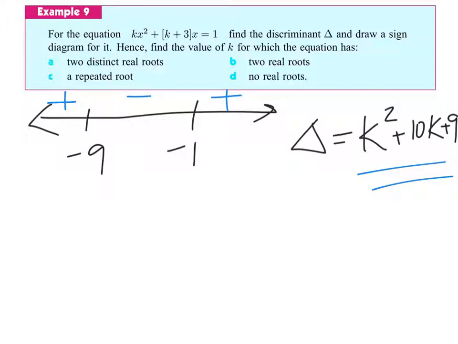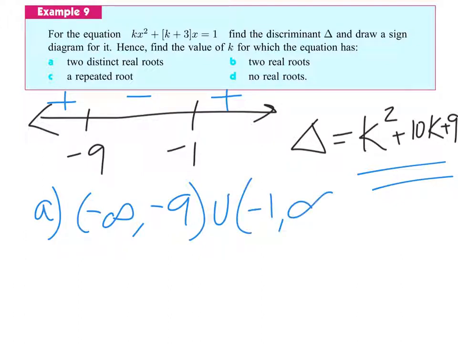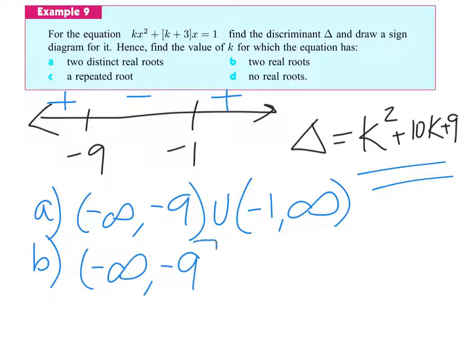Okay, so now we're going to answer for 2 distinct real roots. That means they have to be real, so the discriminant has to be positive, but they have to be different. So we can't let the discriminant equal 0. So for 2 distinct real roots, we're going to go from negative infinity to negative 9, and then from negative 1 to infinity. Part B says 2 real roots. Well, 2 real roots means that it could possibly have the same root 2 times. And so that goes from negative infinity to negative 9 with a hard bracket. Pick it up again from negative 1 to infinity.